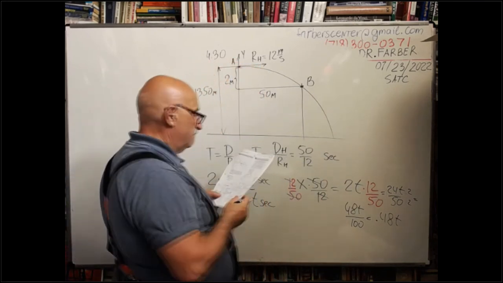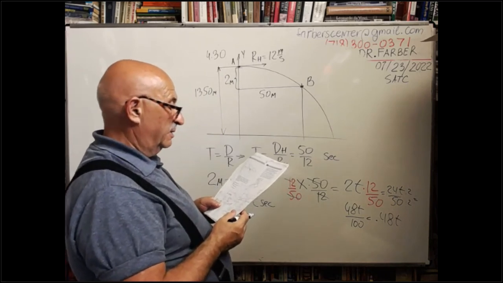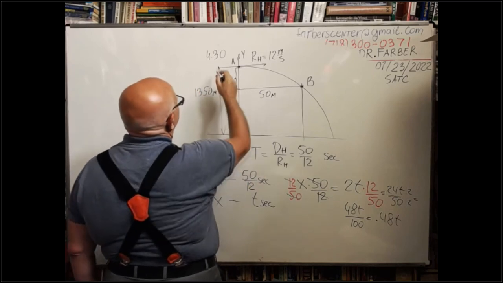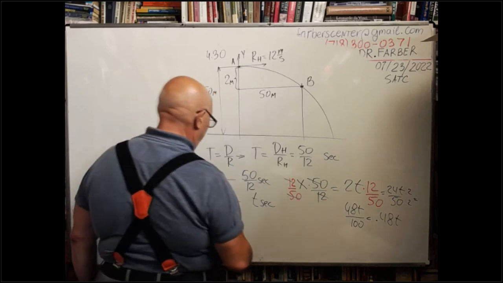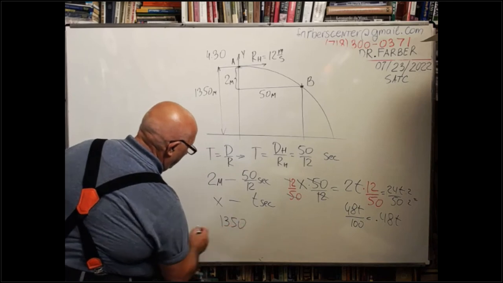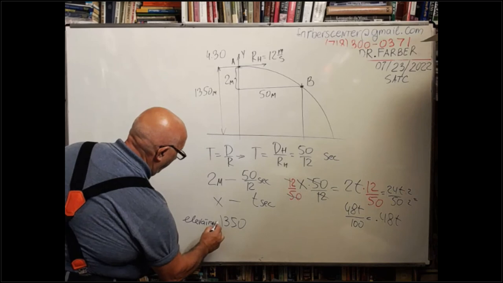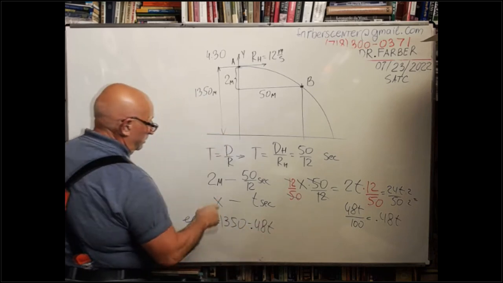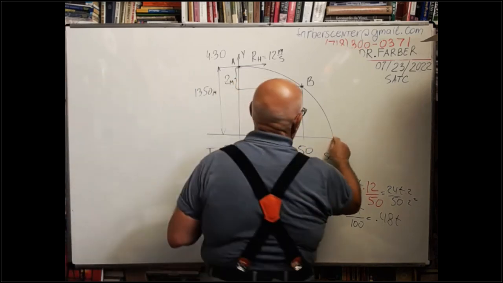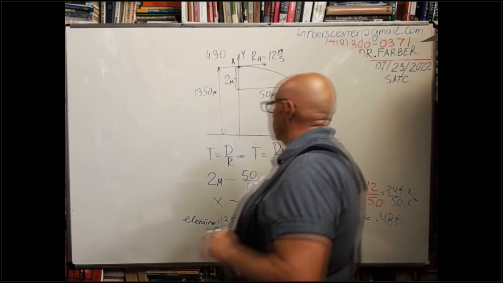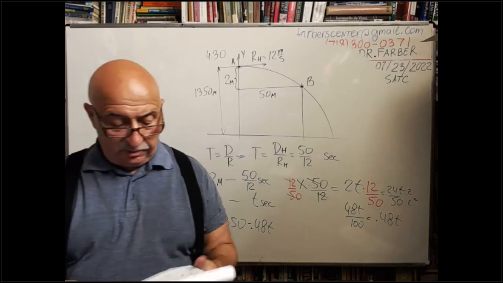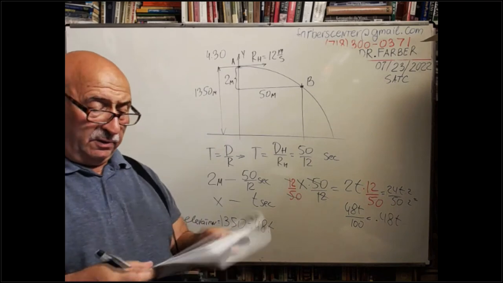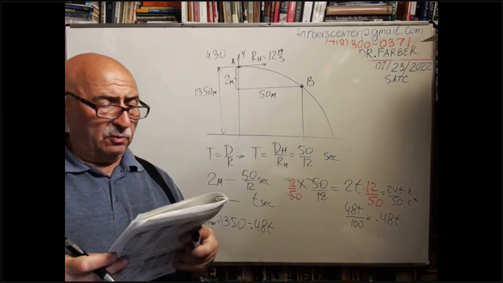And the question is, after t seconds, what's the elevation? Easy. Since this is 0.48t, you subtract this part from the starting elevation. Elevation would be 1,350 minus 0.48t. More time, less elevation. Finally, we'll be gliding to this point. So far, so good. Any questions? Ask me questions if you have. No questions. The next is a few more questions, so be patient.